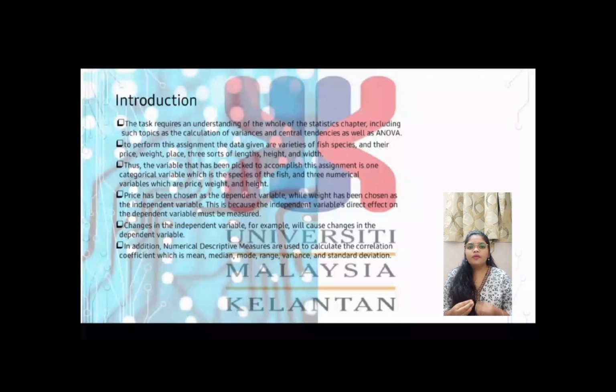This is because, to perform this assignment, the data given are varieties of fish and their price, weight, place, and three variables of length and width. Thus, the variables picked to accomplish this assignment are one categorical variable, which is species of fish, and three numerical variables, which are price, weight, and height. Price has been chosen as the dependent variable while weight has been chosen as the independent variable.